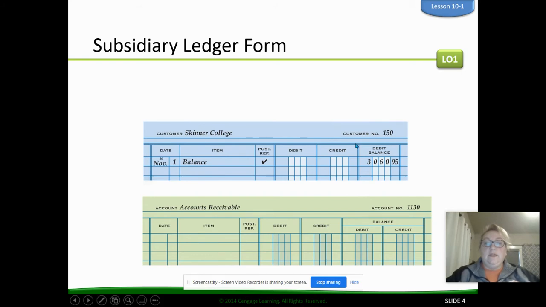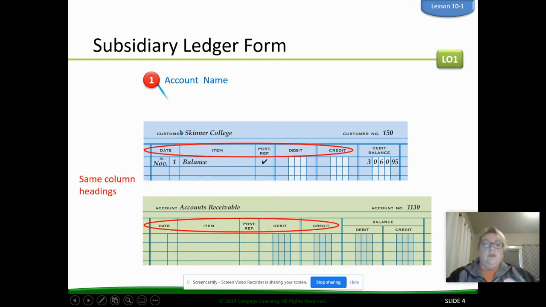So this is very similar to the vendor one that we did. This one, notice it says, instead of vendor, it says customer. So it has our customer on there. And so in this case, it's Skinner College. We assign them the customer number of 150. The date, item, post reference, all of that stuff is the same. The biggest difference here, guys, is just the balance.